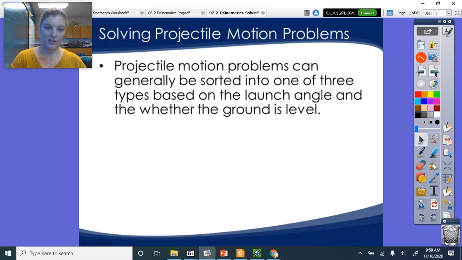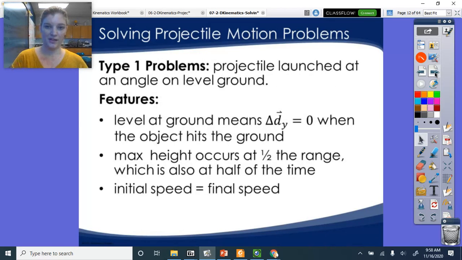We typically have about 3 types of projectile motion problems that we're going to see, based on launch angle and whether the ground is level. So we're going to go through and look at the 3 different types and do an example together. Our first type of problem is going to be something that's launched at an angle from ground level. So this is like hitting a golf ball off of a tee. It's essentially at ground level, and then it's going to have that parabola shape to it before it hits back at the ground.